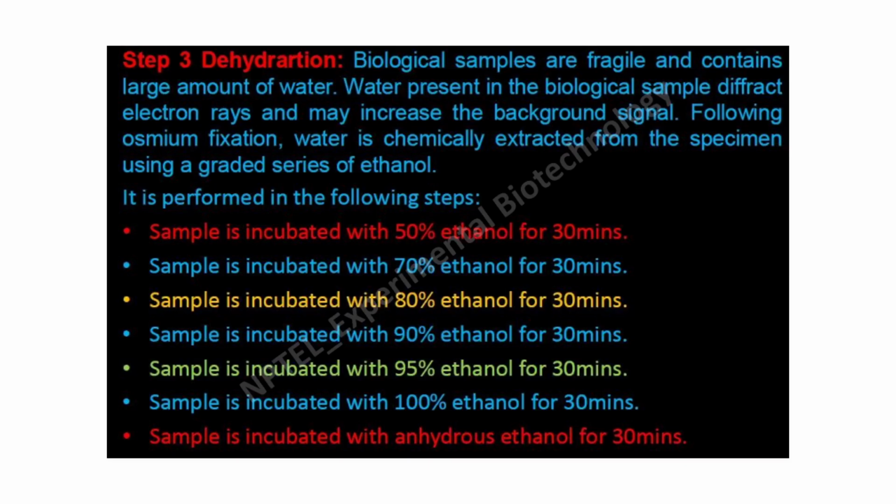The steps are where you are incubating the sample first with 50% ethanol for 30 minutes, then you incubate the same sample with 70% ethanol. So you are increasing the concentration of ethanol. Then you incubate the sample for 30 minutes in 80% ethanol, then in 90% ethanol for 30 minutes, then 95% ethanol for 30 minutes, and then you go for 100% ethanol for 30 minutes, and then finally incubate it in anhydrous ethanol, that is completely dried ethanol, ethanol free from any water.